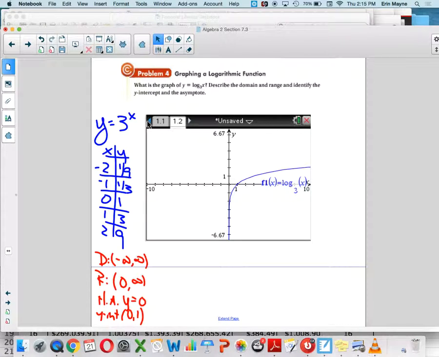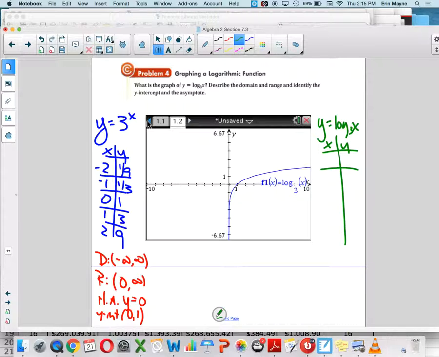Okay, so I've already given you the picture, but what I want you to notice is now we're able to come up with those ordered pairs by way of the inverse so that when I go to graph this, my ordered pairs just simply what? Switch.